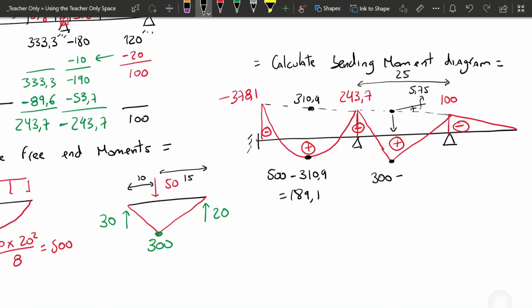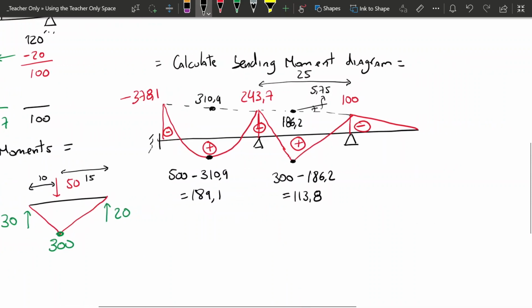So if I want to know the value here, 10 meters from the support, I'm just going to do 243.7 minus 5.75 times 10. And this gives me 186.2. That's the value at 10 meters, 186.2, and this is what I need to subtract from the 300. This gives me 113.8. And that's it. That concludes the bending moment diagram here.